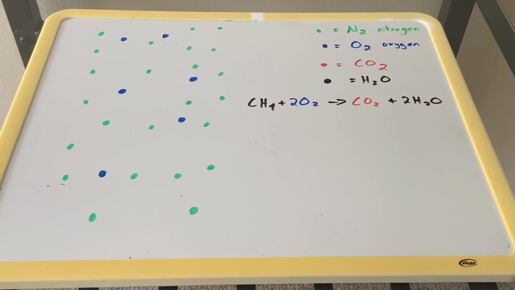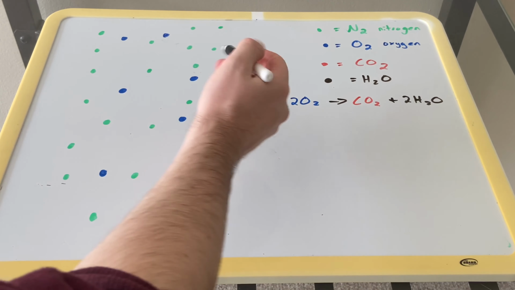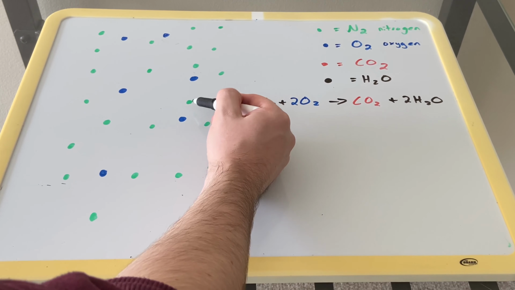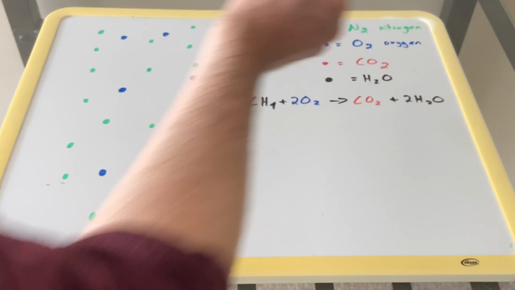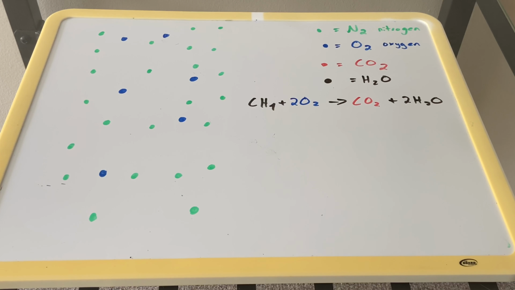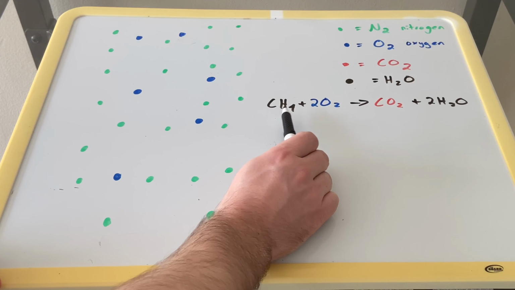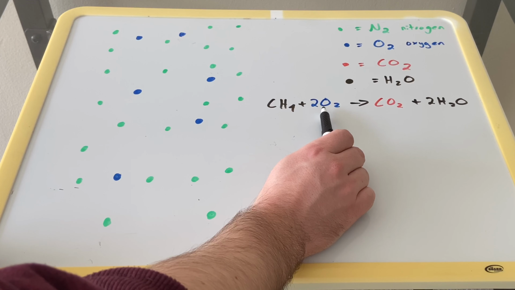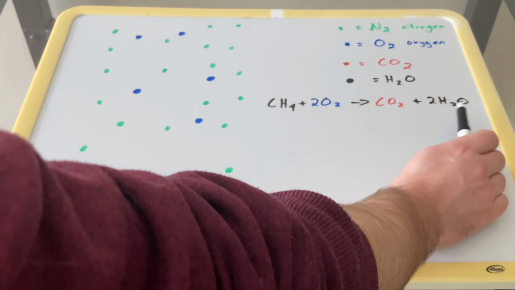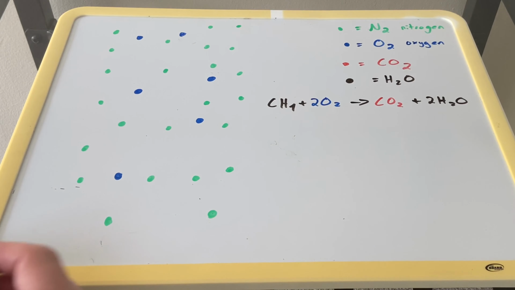So air mostly consists of nitrogen and oxygen. It's about 80% nitrogen, which are those green dots there, and 20% oxygen, which are the blue dots. So say, for example, I burn methane. If I do that, I'm going to use up 2 oxygen molecules, and I'm going to form a carbon dioxide molecule and 2 water molecules. I'll show you that on the diagram.